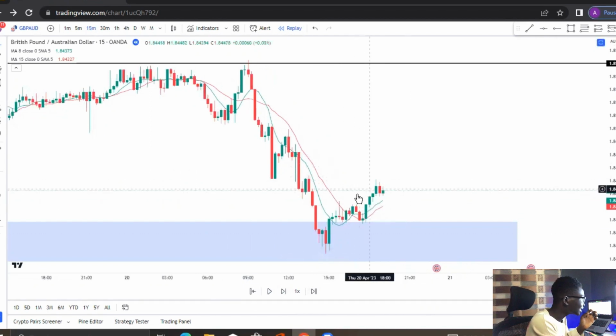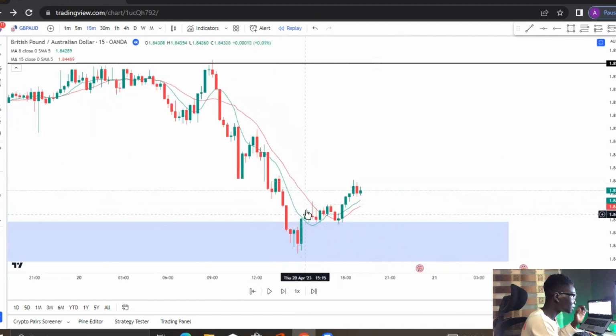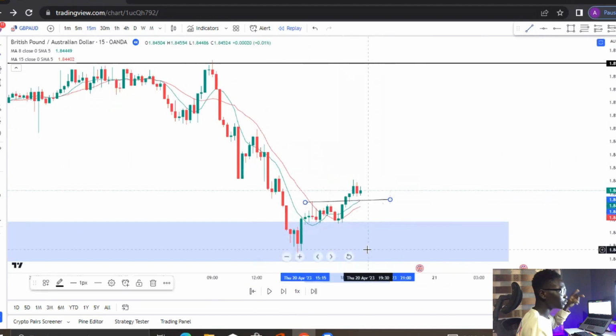Okay, as you can see right here, I think price has literally done a sort of change of character, because price has literally taken this previous high right here. Let me use my marking. So as you can see, price has literally taken this previous high right here. So I think I have my three major confirmations now. So next you want to do is take our long position.